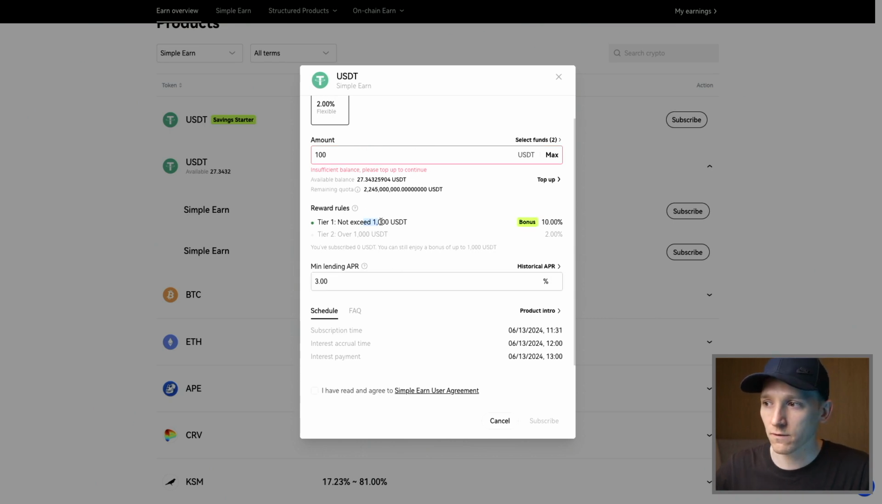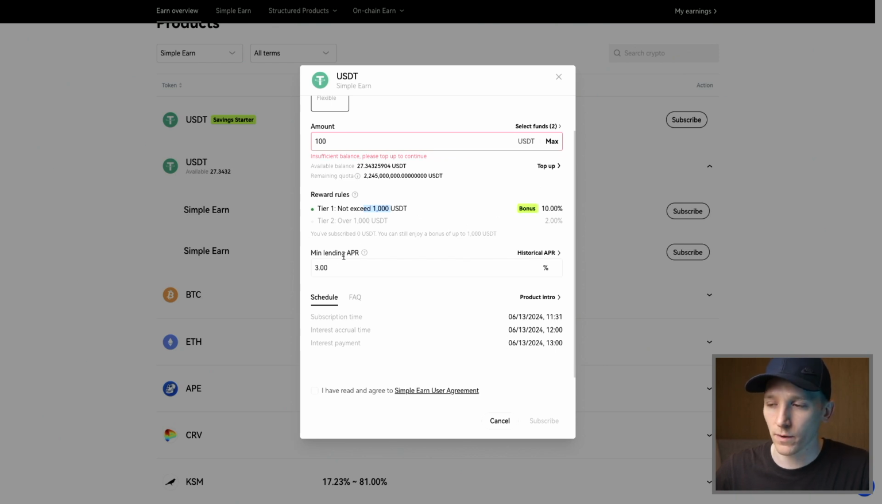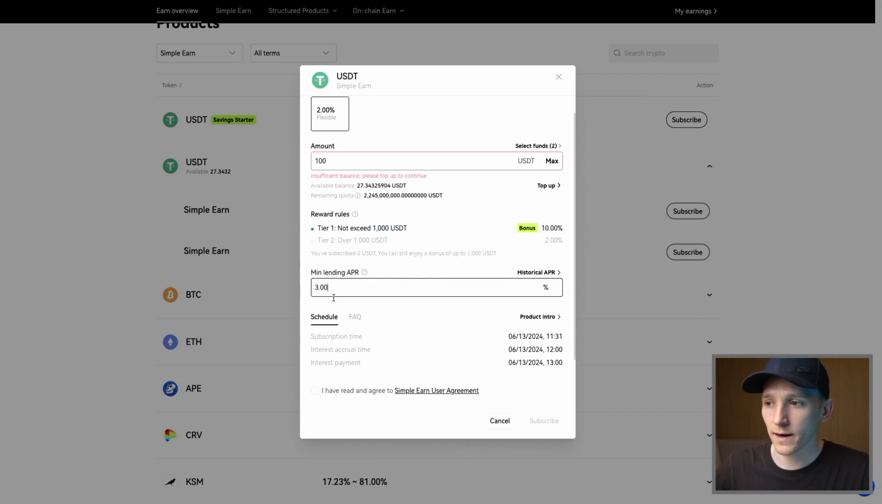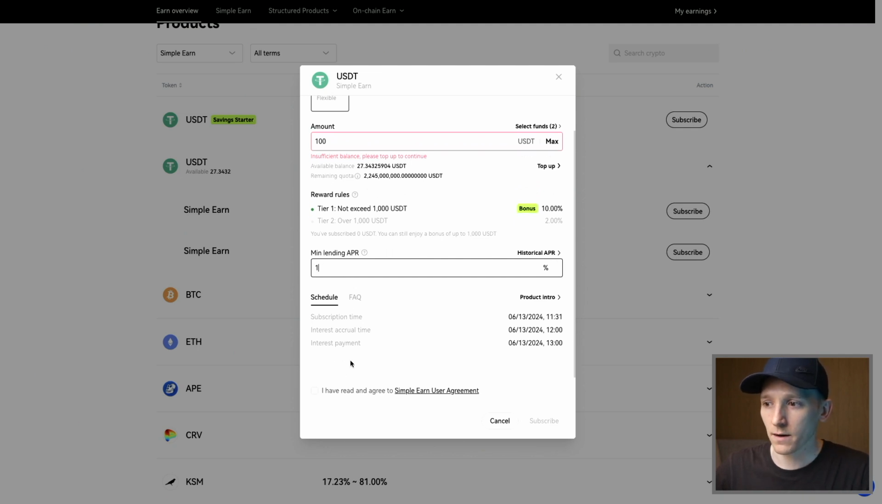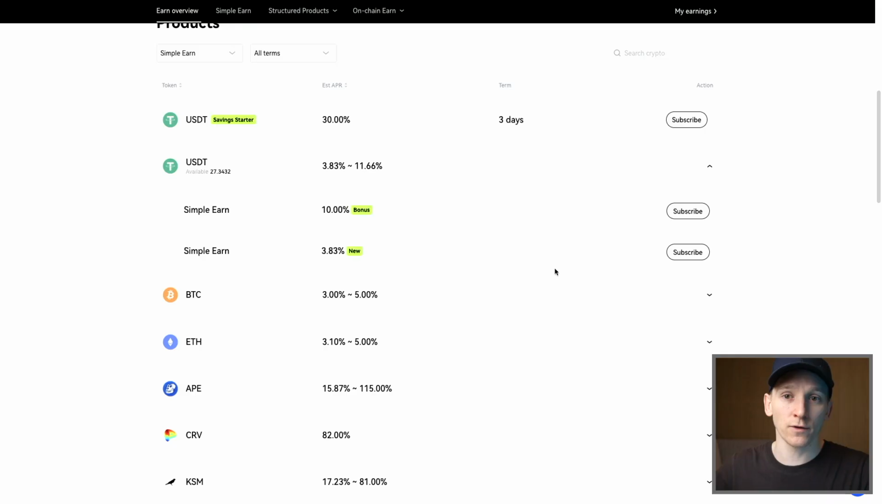Obviously underneath 1,000 right here, at the current time anyway, would have a bonus. That may not be available when you're watching this, but you can just tell the platform, I'm willing to lend out my assets, the min lending is 3% and I'm happy to wait. Now you can change this around to anything that you want if you just want to get it done. And then what we can do is agree and then subscribe. That would be for flexible savings, flexible in that you aren't locked up. You can withdraw your loan at any time and take your money out from that flexible loan.